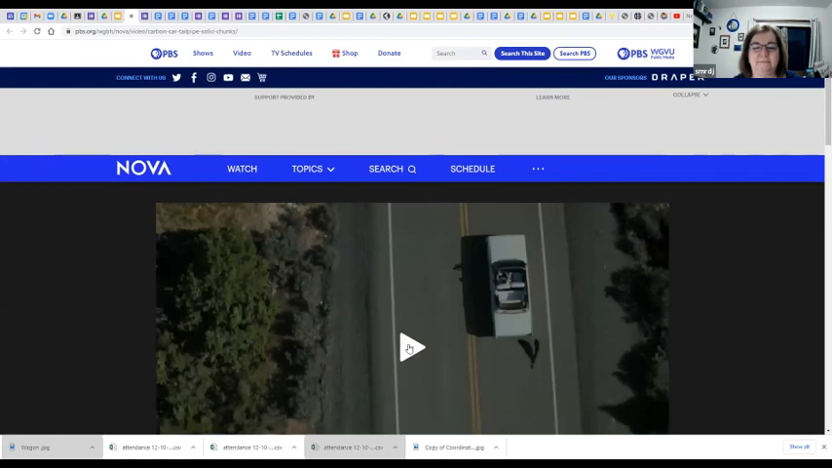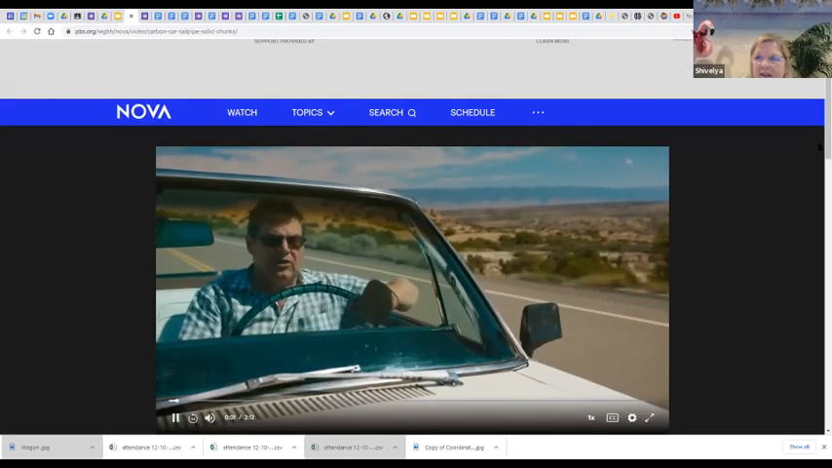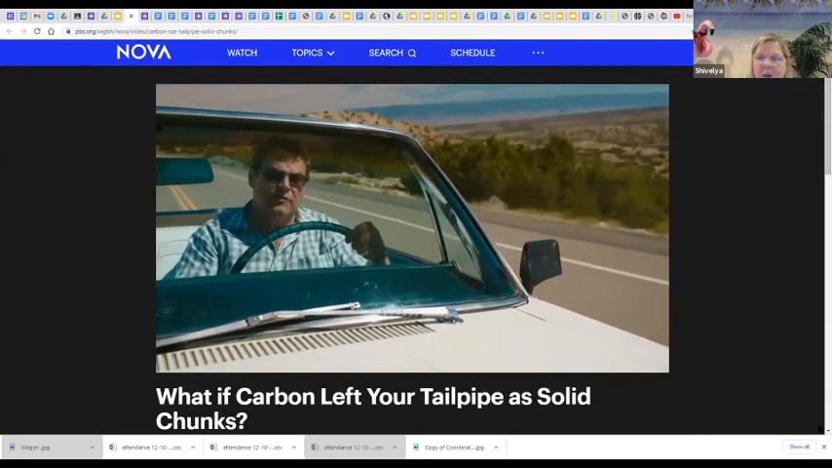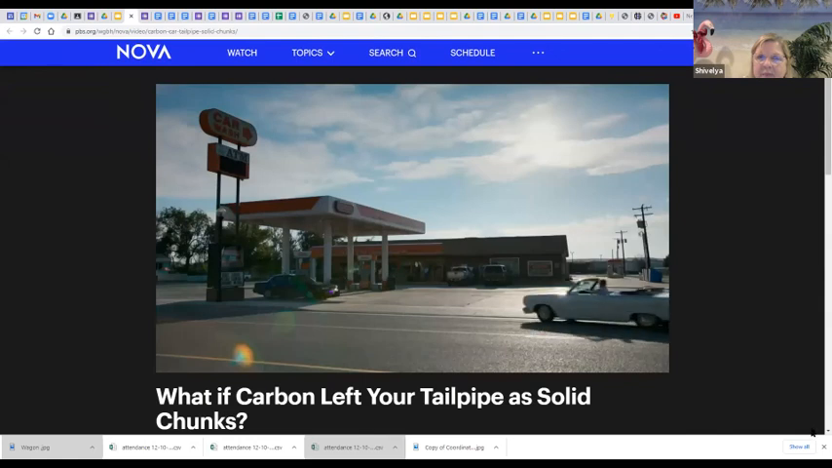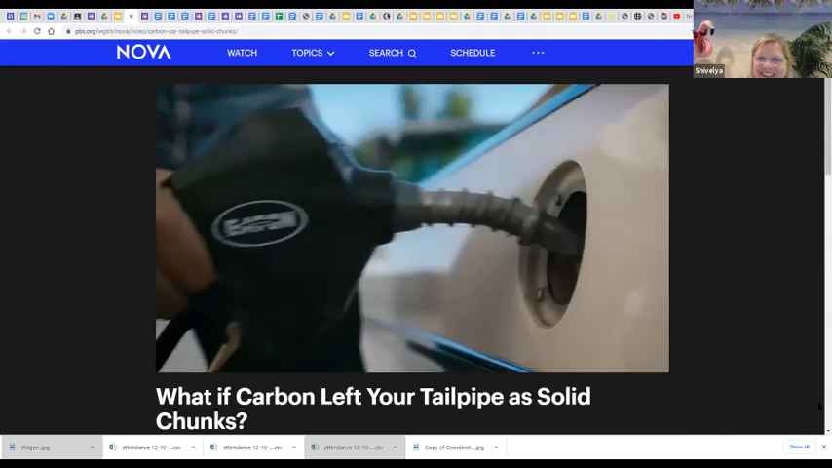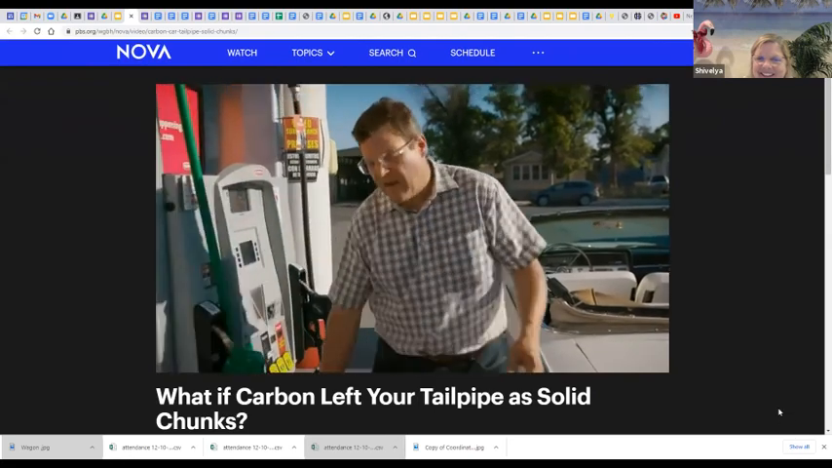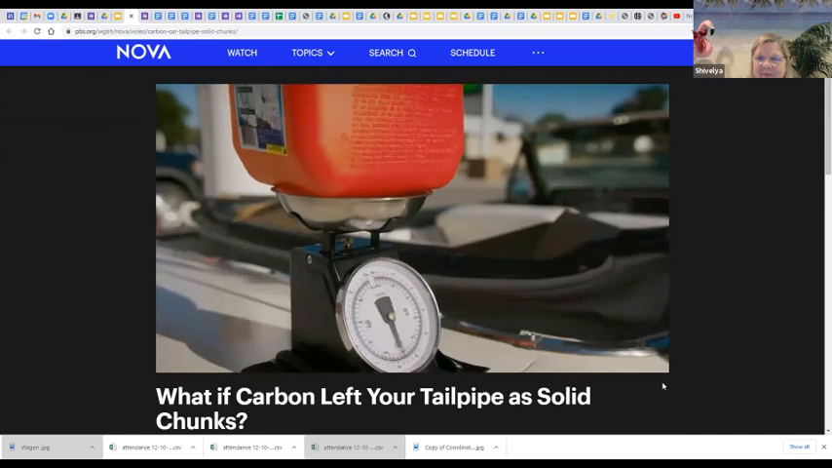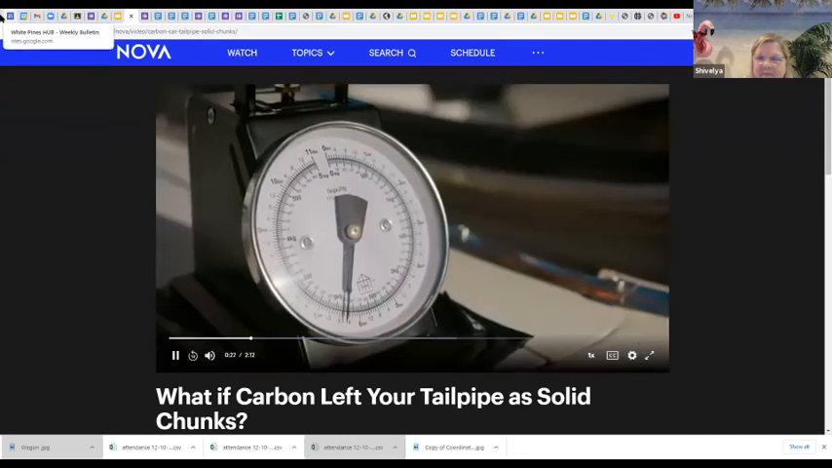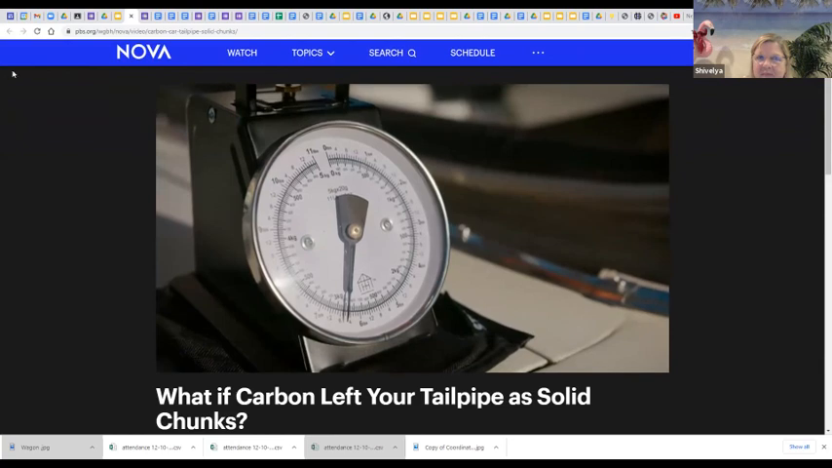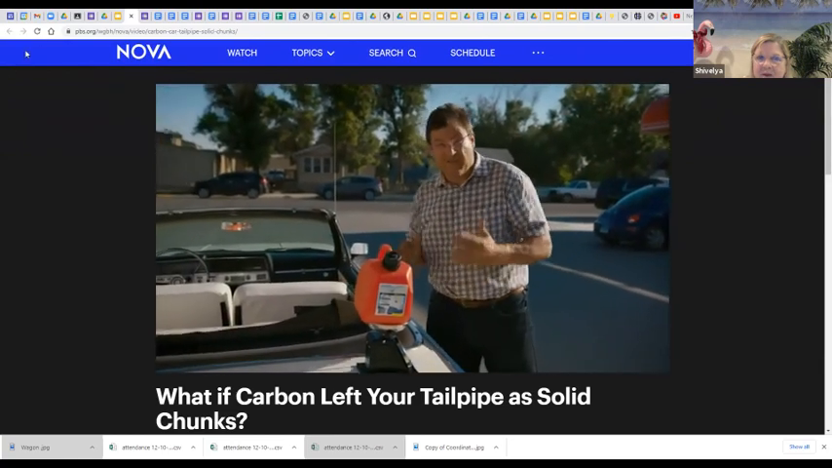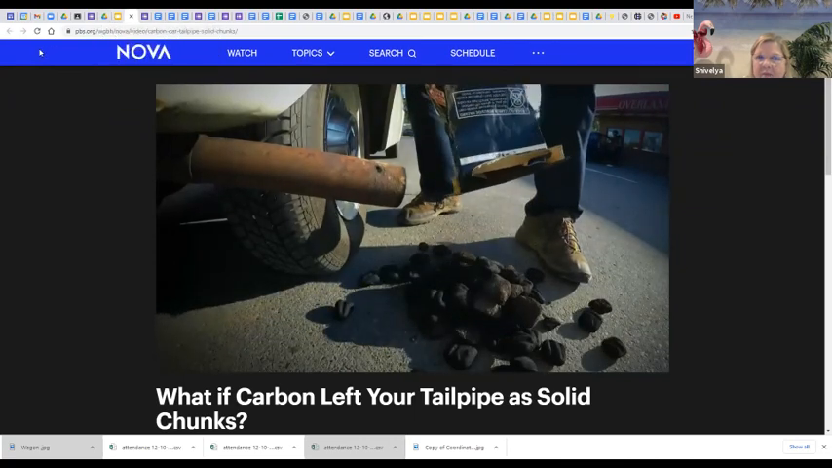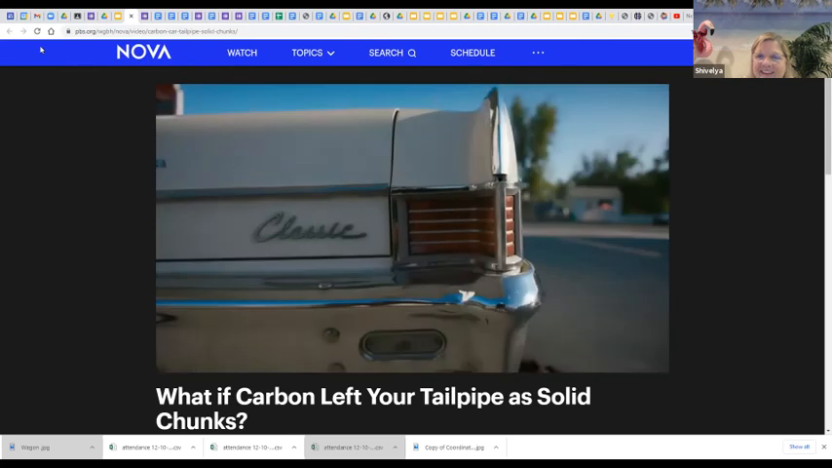Looks good. Many people find it hard to believe that humans are acting as a geologic force, outstripping even volcanoes as a contributor to global climate change. Have you ever thought about how much carbon is in a gallon of gasoline? Let's weigh it and find out. A gallon of gasoline weighs about 6.3 pounds. 87% of that is carbon. And that means there's 5 pounds of carbon in a gallon of gasoline. Think of that like a 5-pound bag of charcoal briquettes.